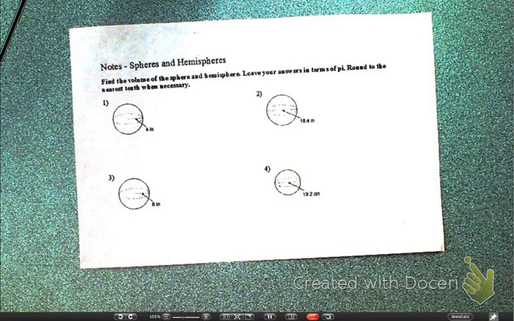Take 2. Okay, so spheres and hemispheres. Basketball, soccer ball. Anything that's circular, a 3-dimensional circle. Okay, we have a formula. It's a new formula, one that you need to memorize.